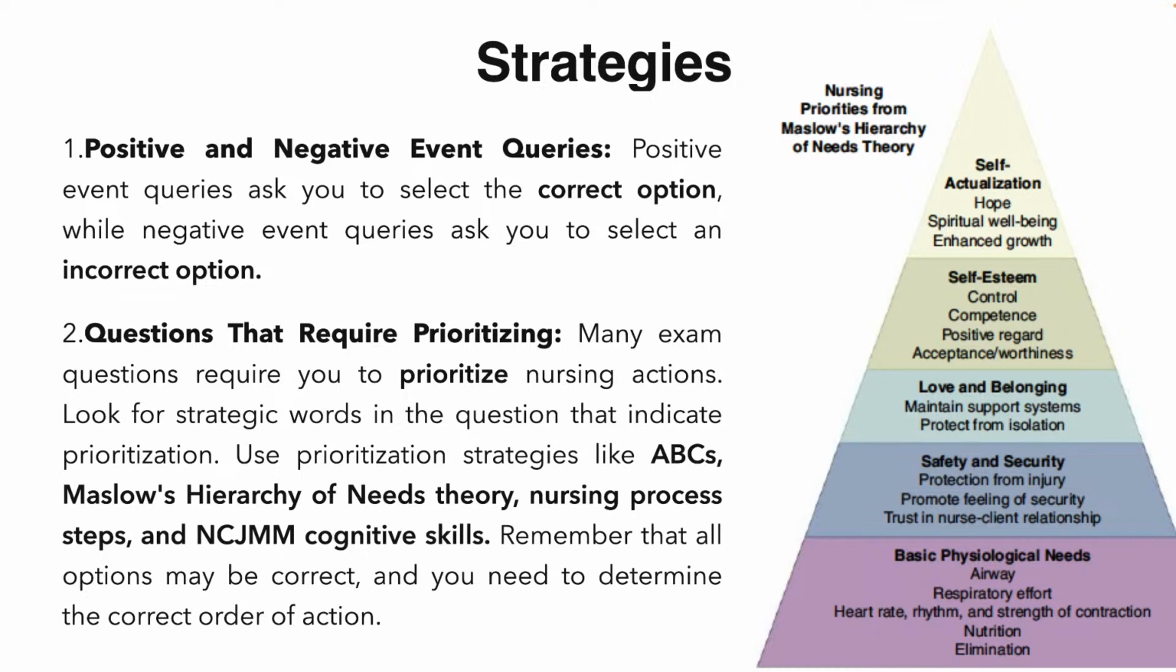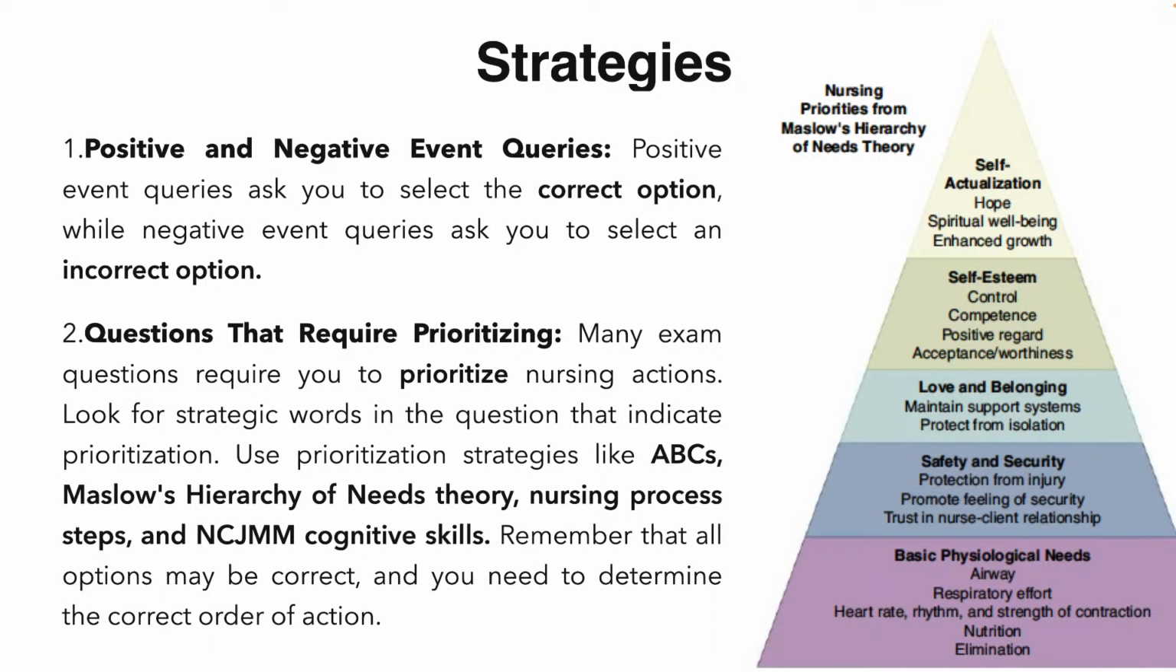Okay, also your ABCs. If they're talking about a client that's not dynamically stable, that is having hypotension, or probably having trouble breathing, they want to know if you are aware that the ABCs are there and how to use them, right? Airway takes precedence, then breathing, and then circulation.